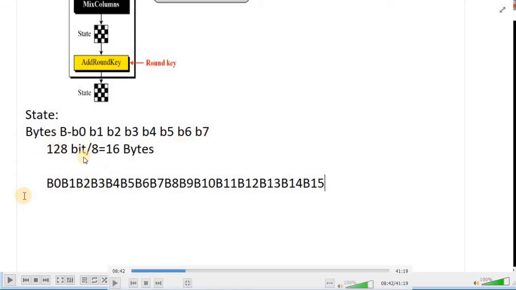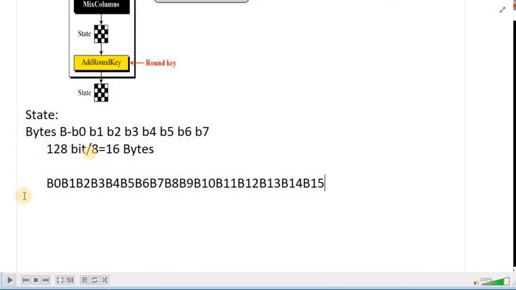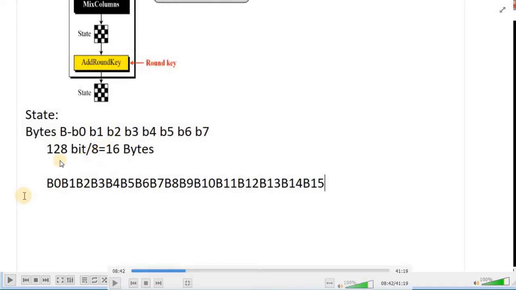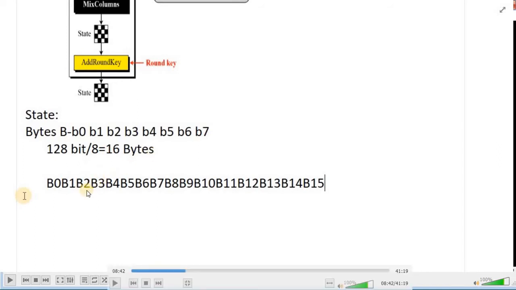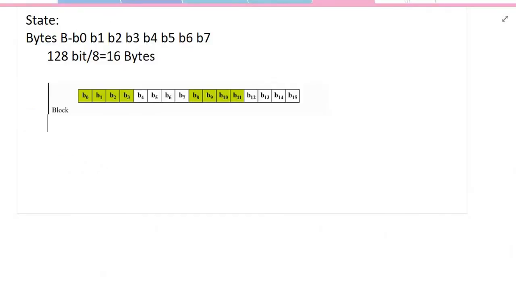So if my plain text is 128 bit, then in order to convert it into the number of bytes, we have to divide it by 8. So 128 divided by 8 is equal to 16 bytes. It means I can represent my plain text block, that is 128 bit, as 16 bytes. So this is the block B0, B1, up to B15.